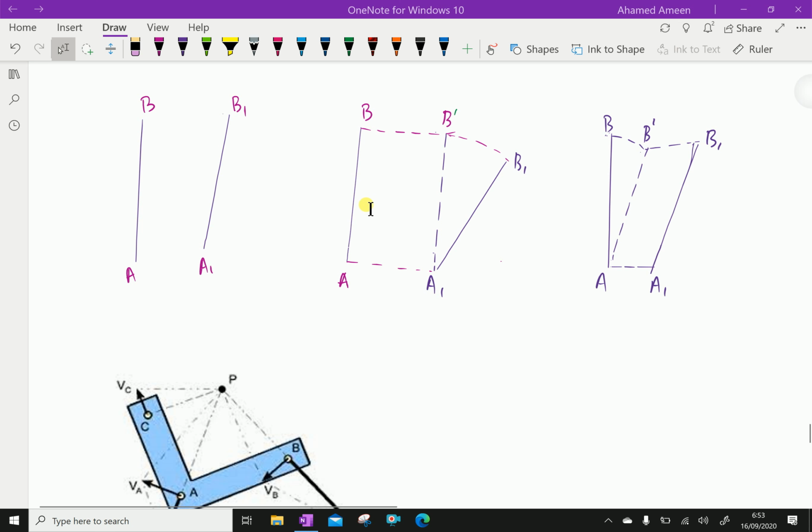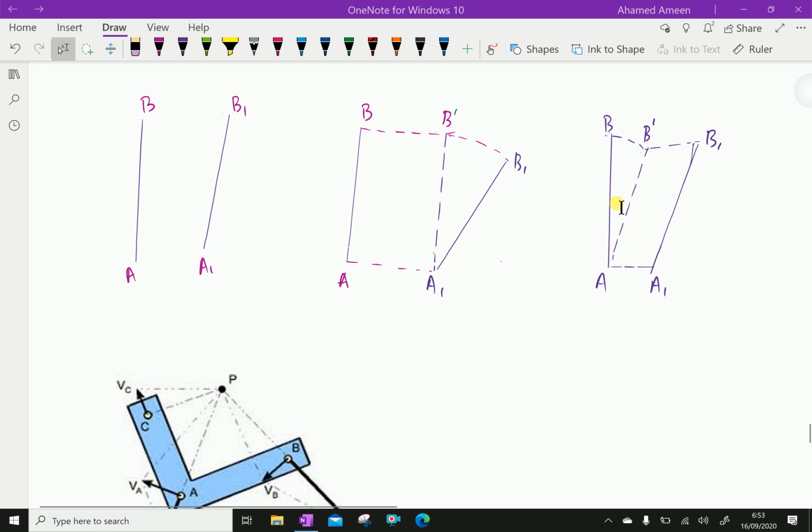That means first the link AB translates to A1 B dash. From that position, with A1 as the center, B dash moves to B1 by rotation. Then the final position is A1 B1. Such a motion from AB to A1 B1 is an excellent example of a combination of rotation and translation.